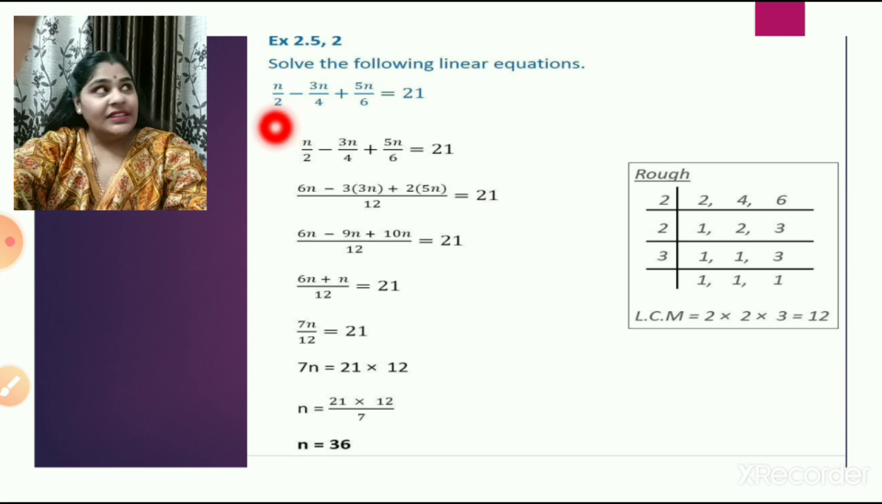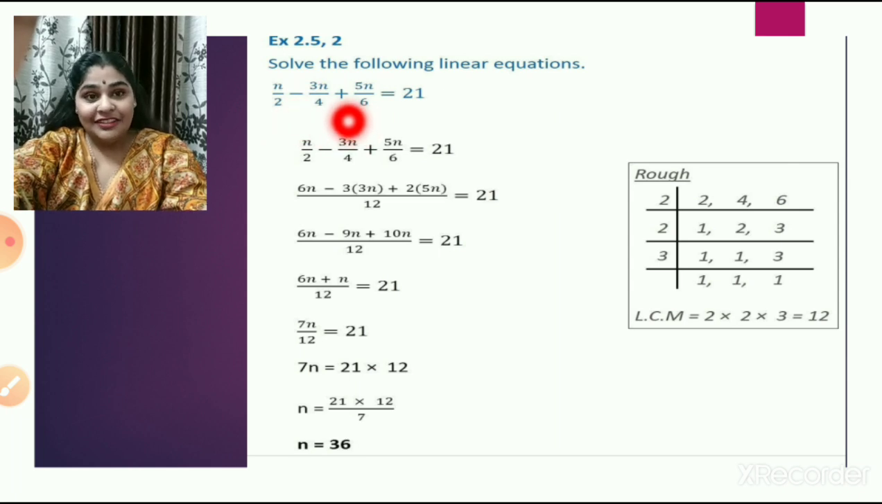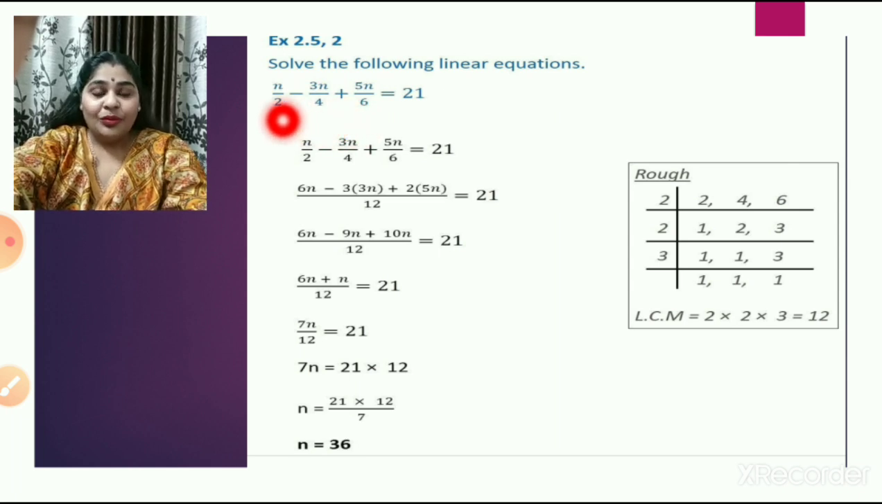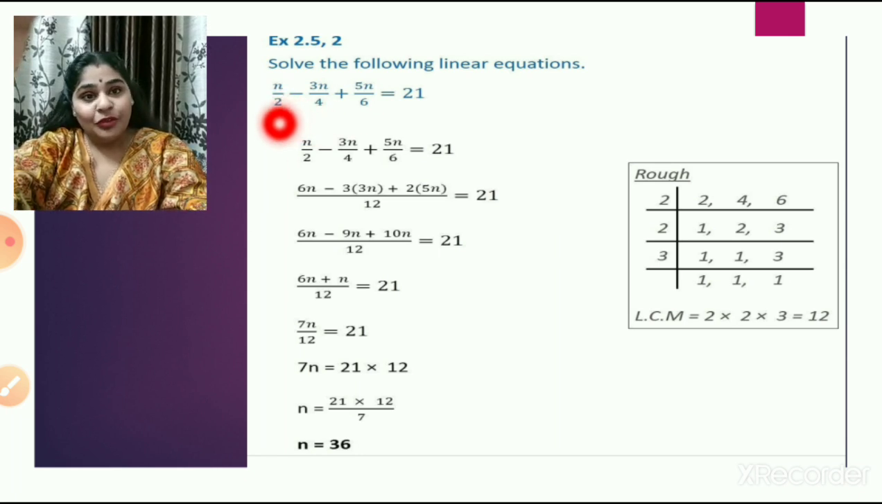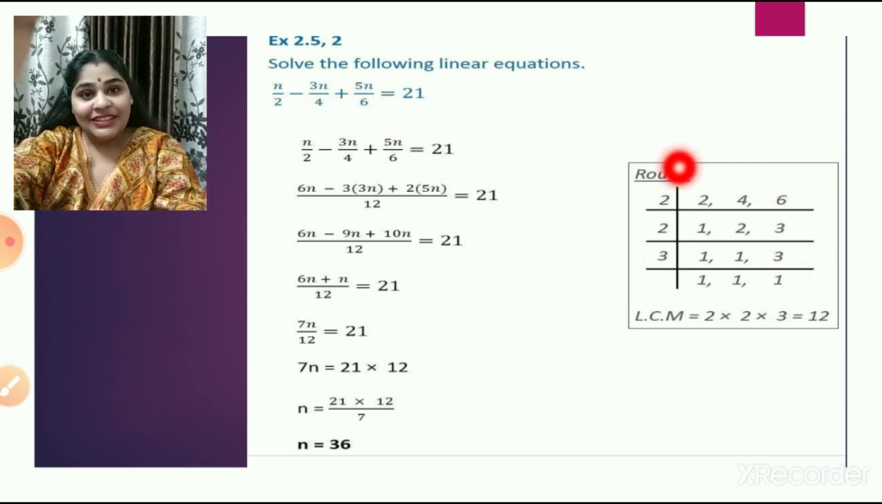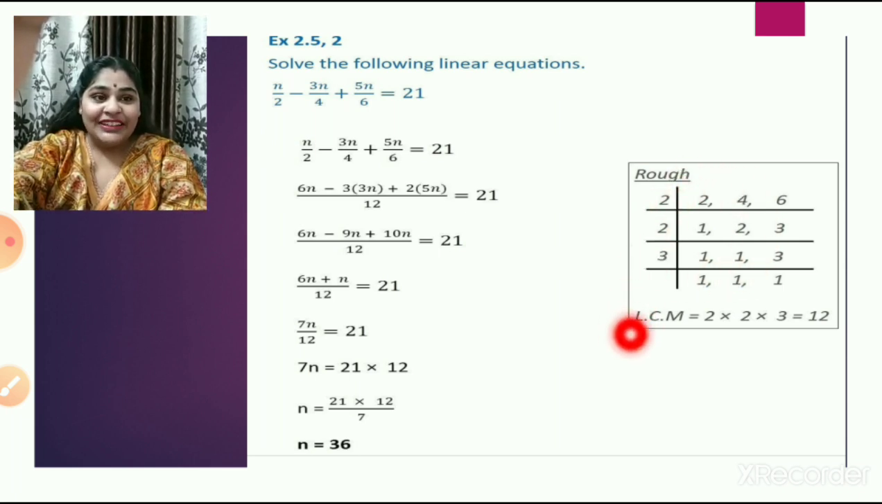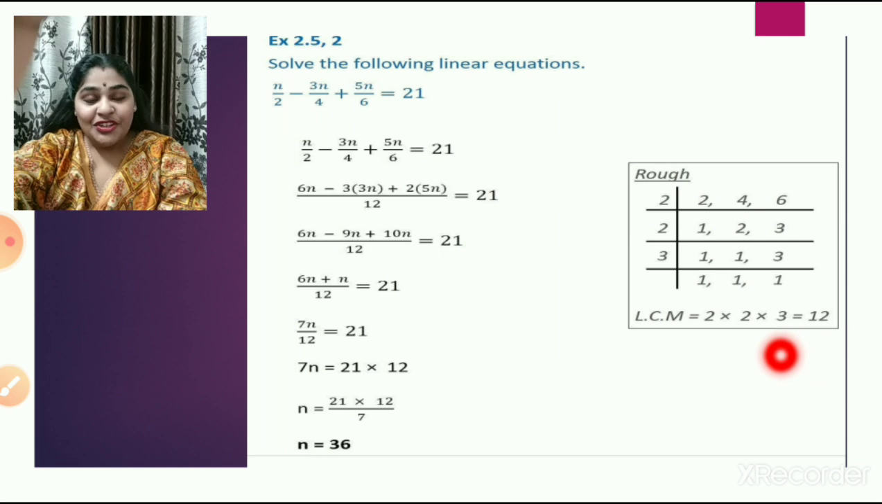If you see here, in the left hand side we have 3 terms. All of them consist of the variable n. If there were 2 terms, we would have done the cross multiplication. Now here are 3 terms, so let us take the LCM. No need to teach this, children. Everybody knows how to take the LCM. So once we find the LCM, we get 12 as the LCM.